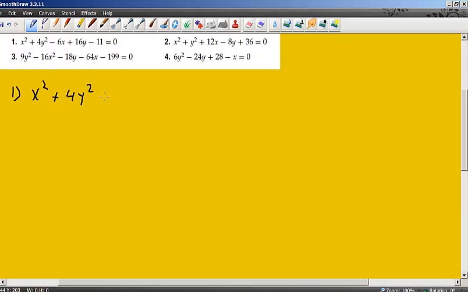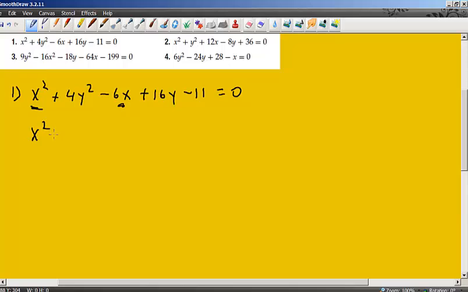4y squared minus 6x plus 16y minus 11 is equal to 0. And this is a conic section. We don't know if it's a circle, ellipse, or hyperbola, so we have to put it in standard form. So I'm going to collect the like terms.